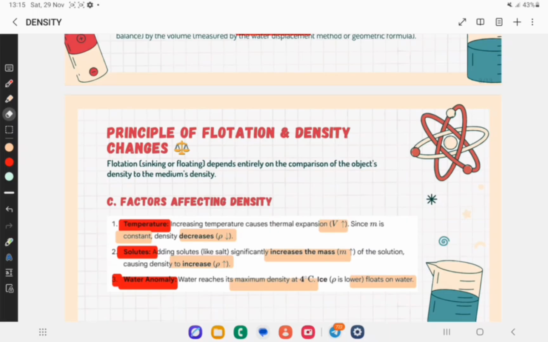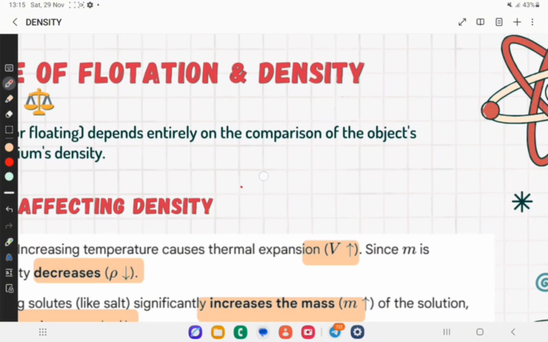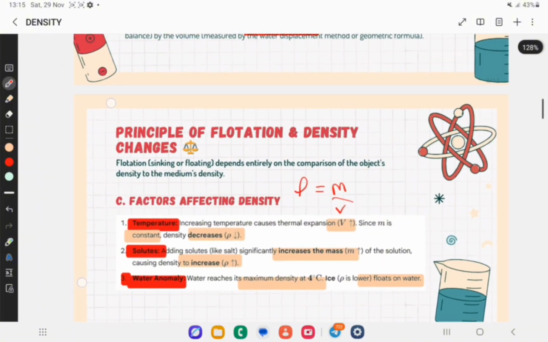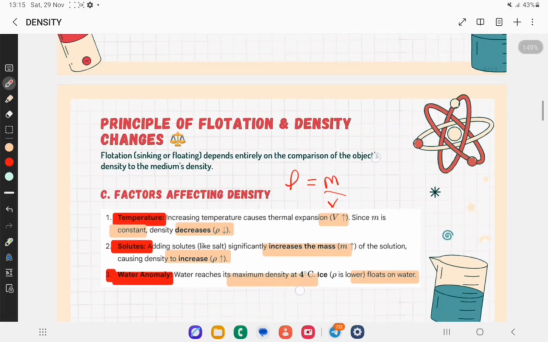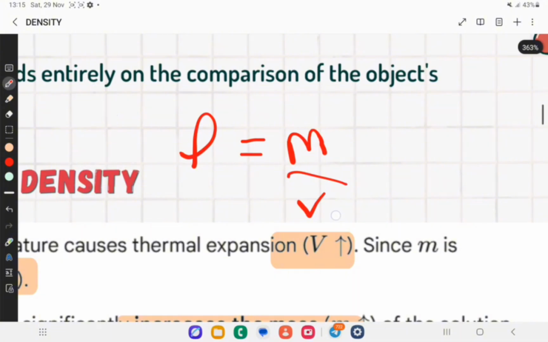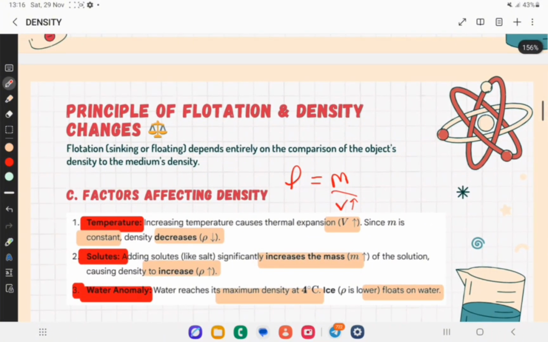Before we go to the explanation, I will recap the formula of density for you. Density equals mass over volume, M over V. So look here. Increasing temperature will cause thermal expansion, so our volume will increase. Since mass is a constant, density will decrease. It's logical.